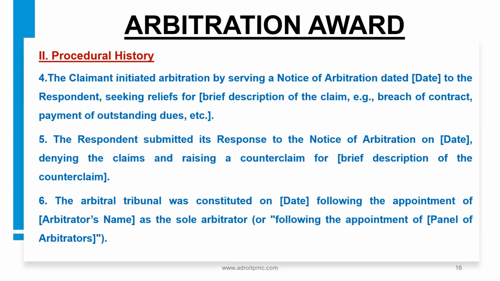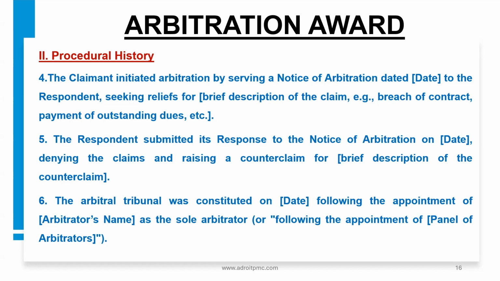Next is procedural history. That is, whatever things have happened during the hearing stages will be mentioned and recorded in the arbitration award. Because in case either of the parties challenges the arbitration award, saying that he was not given a proper opportunity to represent his case, in that scenario, if these procedural things are already mentioned in the award, then this can be placed as evidence saying that every party has been given equal opportunity to present their case.